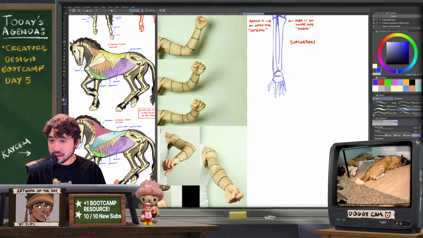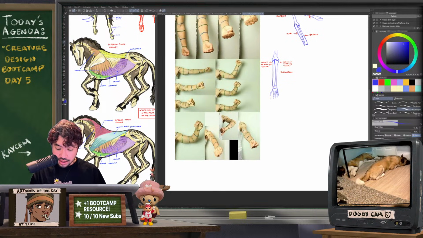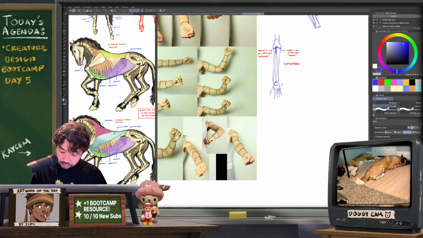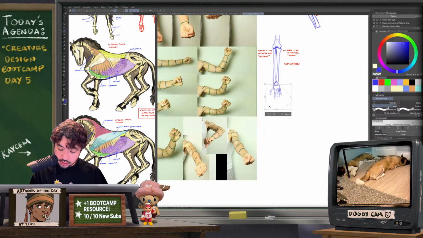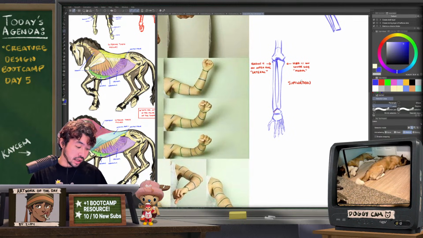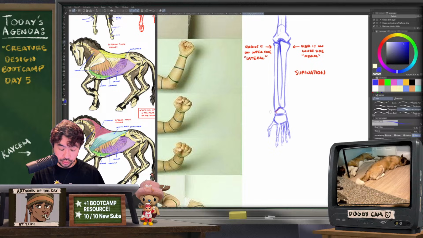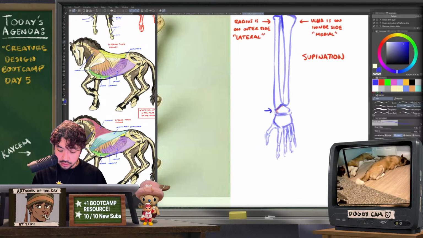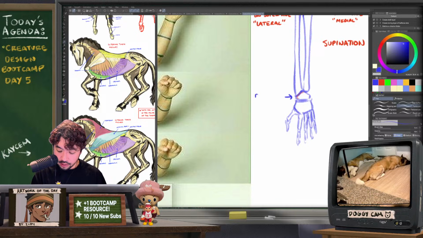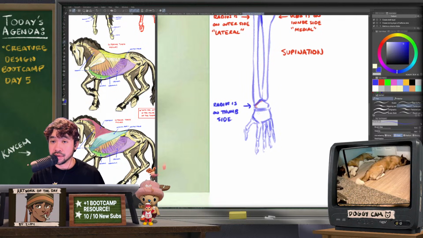Now, what does this tell us? Well, it tells us then that the radius is connected to the thumb side of the hand, right? Radius is on the thumb side. Okay, that's what that tells us.